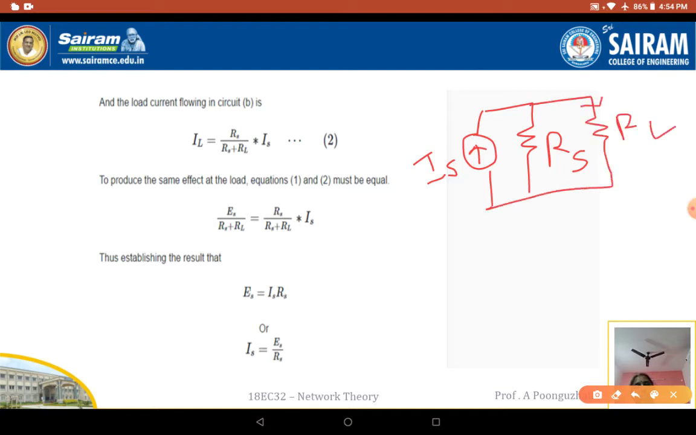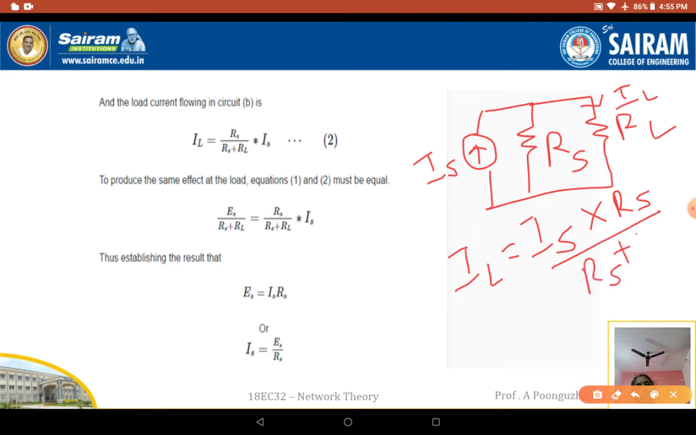Now the current that is going to flow through this load resistance is going to be IL. So your load current is equivalent to your total current. Total current for this circuit is nothing but IS into, what is the opposite resistance to this load resistance, RS, divided by your total resistance. Total resistance is nothing but RS plus RL. So you can write your load current flowing through the circuit is nothing but IS into RS divided by RS plus RL.